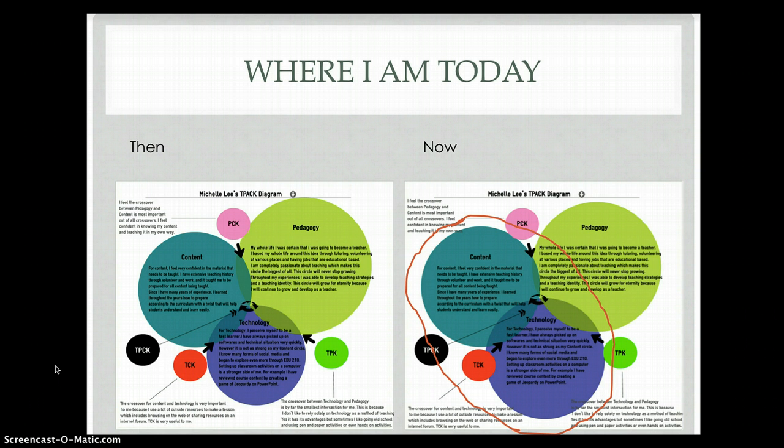So this was my journey for my TPACK diagram from the beginning to the end.